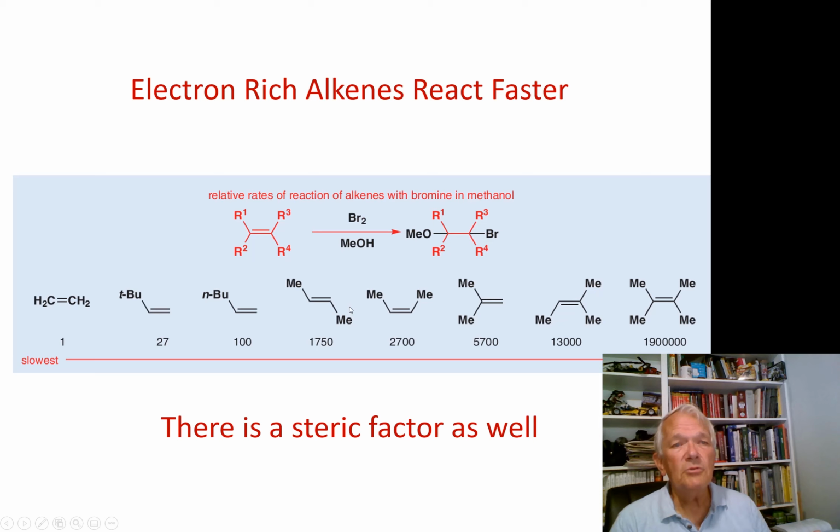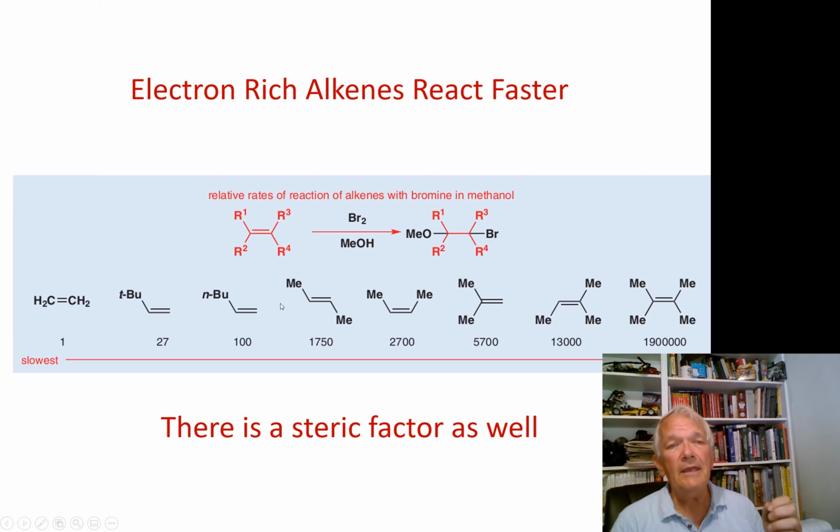So more substituents make the alkene more electron-rich, which means it's a better base. A better base from the more electron-rich alkene will attack the bromine more readily, faster, which means that if you go over here to a tetra-substituted one, it's really fast. You can take advantage of this in synthesis in principle.